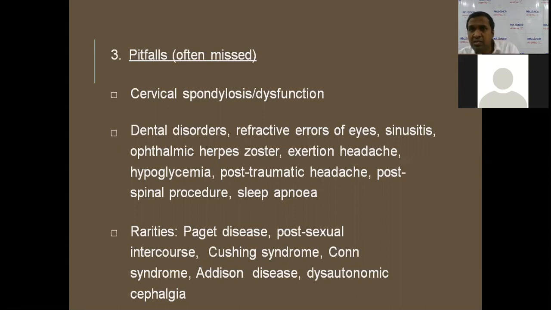Then there are the various kinds of exertional headaches, exertion induced, like when you do a lot of heavy exertional activities. Hypoglycemia, post-traumatic headaches, headaches after a spinal tap, and sleep apnea. Elderly people who are obese are prone to get sleep apnea, and that itself can cause headache because of the hypercarbia. Then you have headaches after Paget's disease, Cushing's syndrome, Conn syndrome, autonomic issues. It can also very rarely be seen after coitus or sexual intercourse. So these are the very rare causes of headaches. The more common causes I've already said, but you need to consider this.